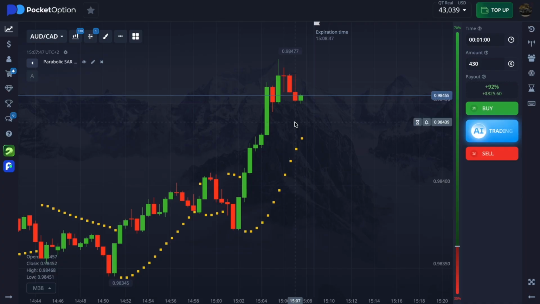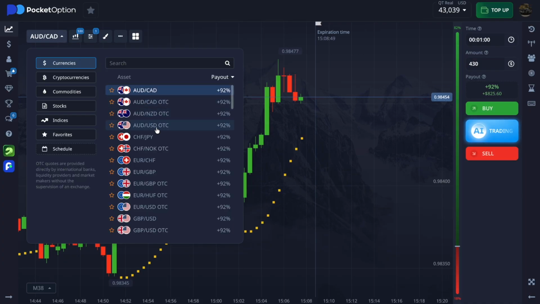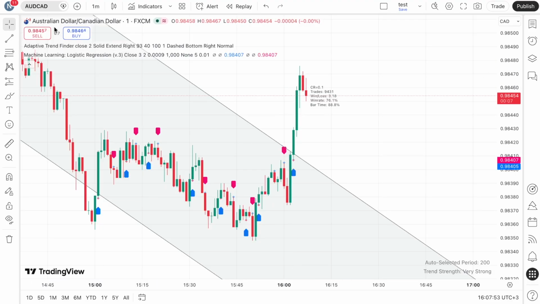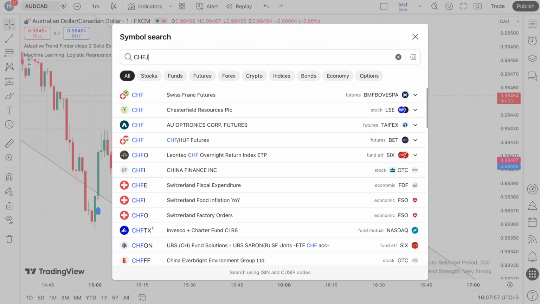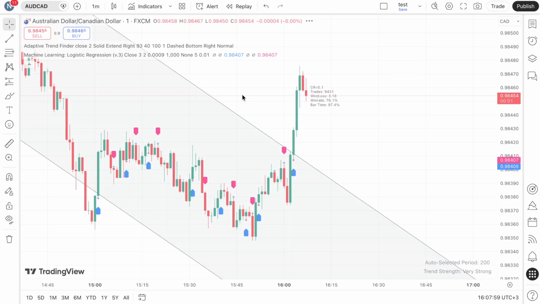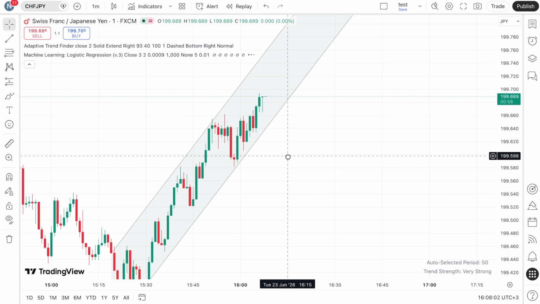Accordingly, I will just have to change the currency pair now. What do we have? Swiss franc and Japanese yen. I'll quickly open this chart now. Swiss franc and Japanese yen. I enter this on the TradingView website, open this chart, and see what's happening here.